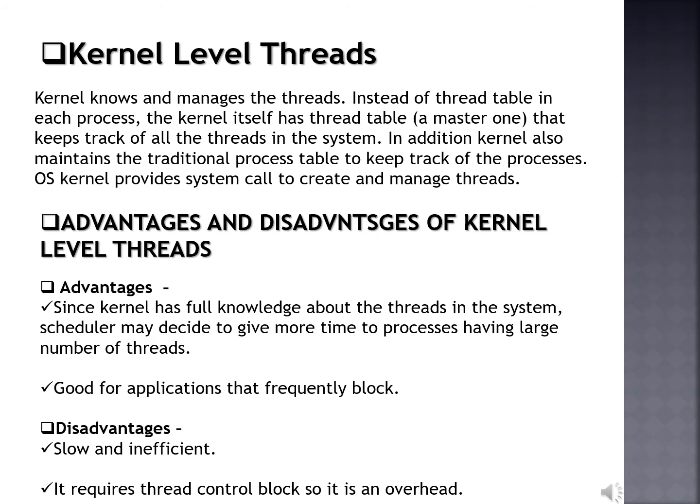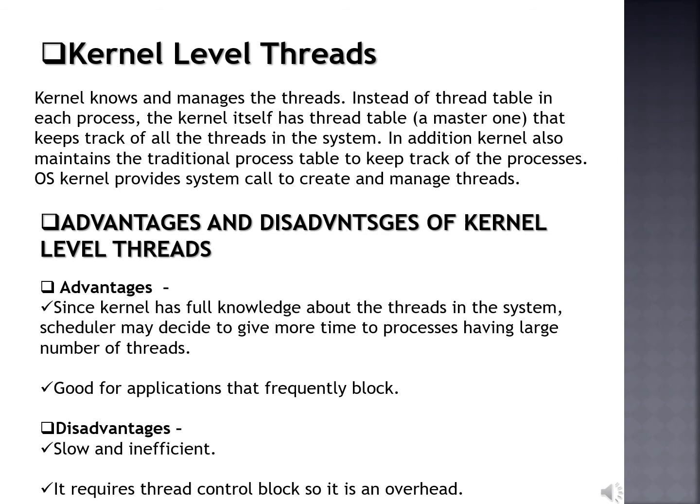The kernel maintains context information for the process as a whole and for individual threads within the process. Scheduling by the kernel is done on a thread basis. The kernel performs thread creation, scheduling, and management in kernel space. Kernel threads are generally slower to create and manage than the user threads.